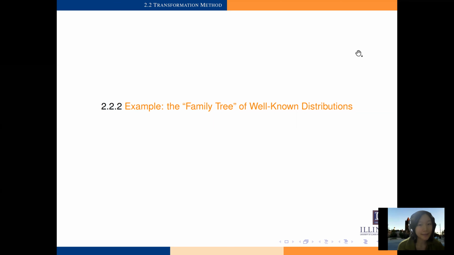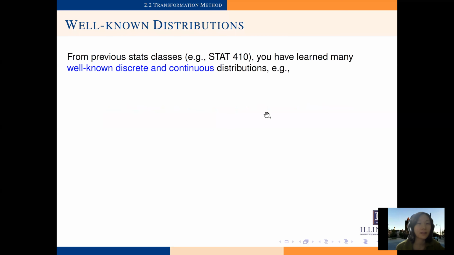Let's see a set of examples for the transformation method. And this set of examples is what I call the family tree of well-known distributions. And you'll see why I call it that in a moment. From previous stats classes, you have learned many well-known and useful discrete and continuous distributions.